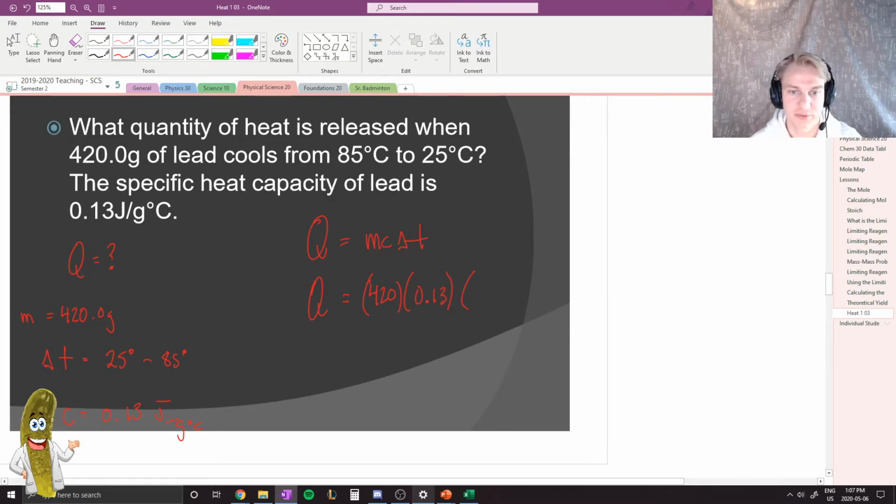And then the temperature difference we said was 25 degrees, so the final temperature, minus 85 degrees, which is the initial temperature. And we will get a value here of 420 times 0.13 times 25 minus 85. And we'll get a value here of negative 3,276 joules.